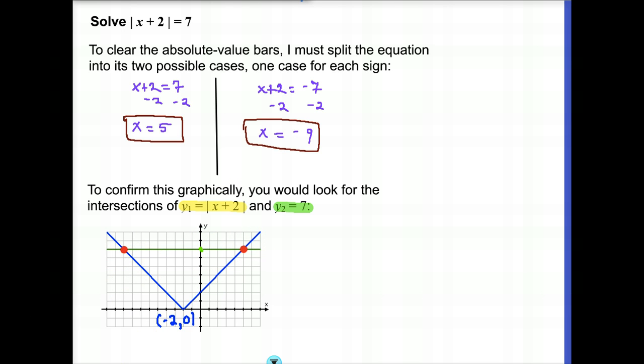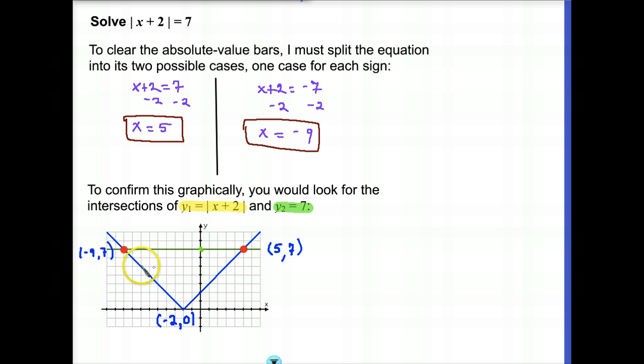Let's look at the x value for those intersection points. This x value should be 5. 1, 2, 3, 4, 5, and it is. Okay, so the coordinate points for here are we went over 5 and then obviously up 7. The x value for this point over here should be -9, and if we count 1, 2, 3, 4, 5, 6, 7, 8, 9, it is in fact -9, and we went up 7.